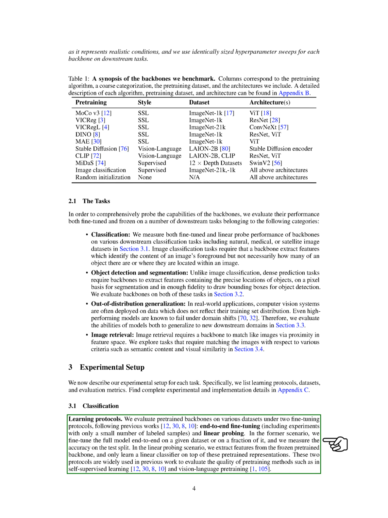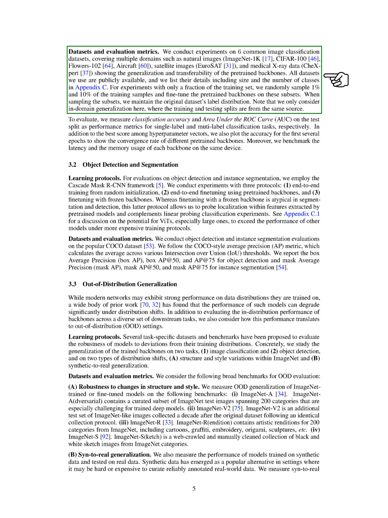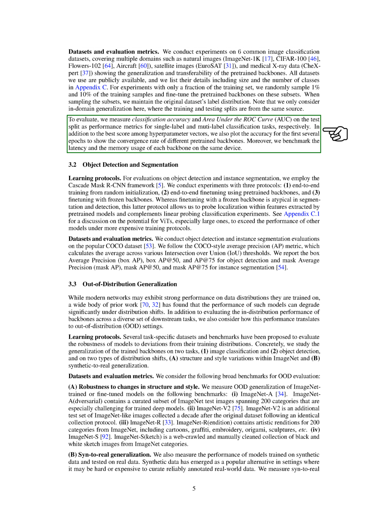In the classification task, we evaluated pre-trained backbones on various datasets using 2 fine-tuning protocols: end-to-end fine-tuning and linear probing. We conducted experiments on 6 common image classification datasets, covering multiple domains such as natural images, satellite images, and medical X-ray data. We evaluated the models by measuring classification accuracy and area under the ROC curve, AUC, on the test split. We also benchmarked the latency and memory usage of each backbone on the same device.